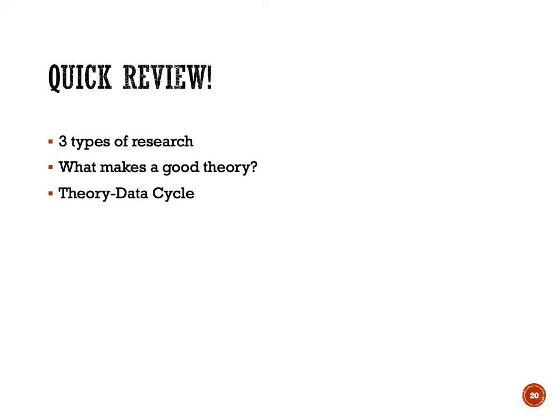So a quick recap of what we've covered so far. We talked about 3 types of research: basic, applied, and translational. We talked about what makes a good theory: supported by data, parsimonious, and falsifiable. And then we also talked about the theory data cycle and went through an example of that.